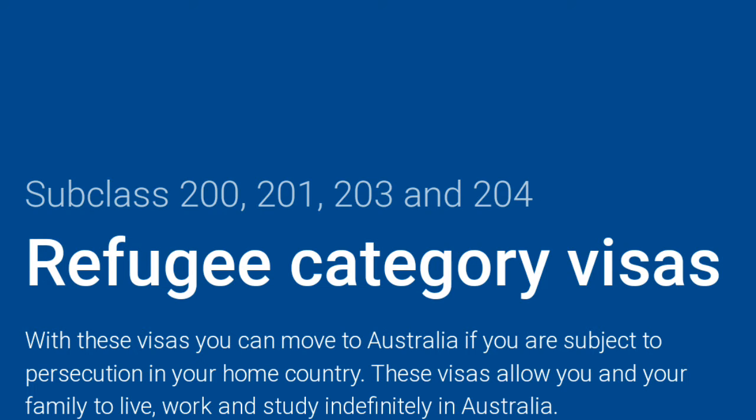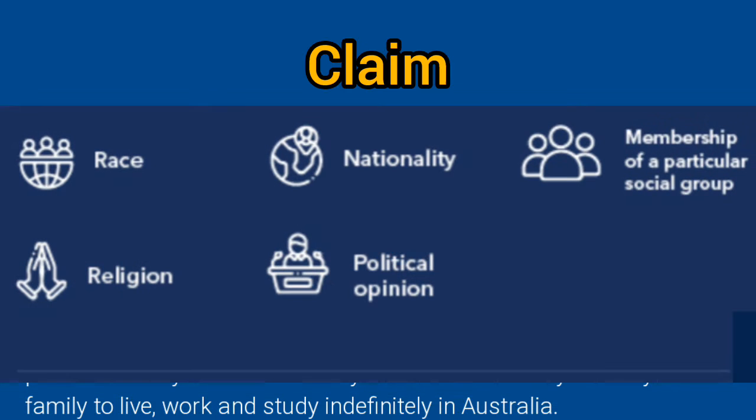Under the Refugees Convention, a person is a refugee if they are outside of their country of origin and they have a well-founded fear of persecution in that country from which the government is unable or unwilling to protect them. The persecution claimed must be on the basis of one or more of the following grounds: race, religion, nationality, membership of a particular social group, political opinion.